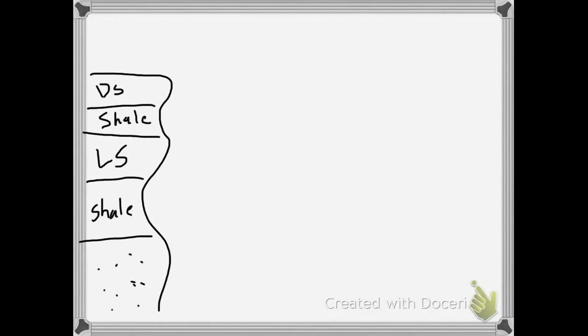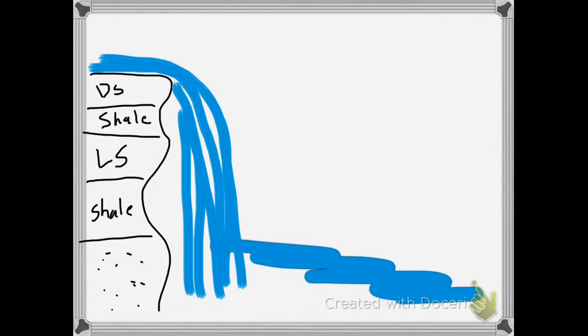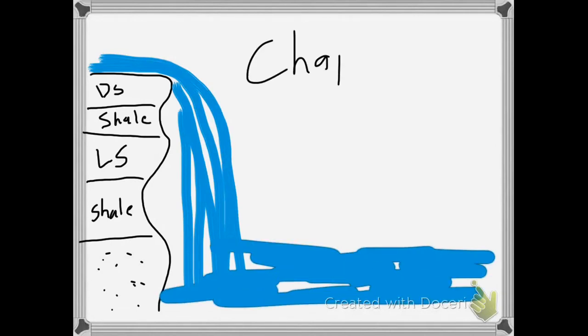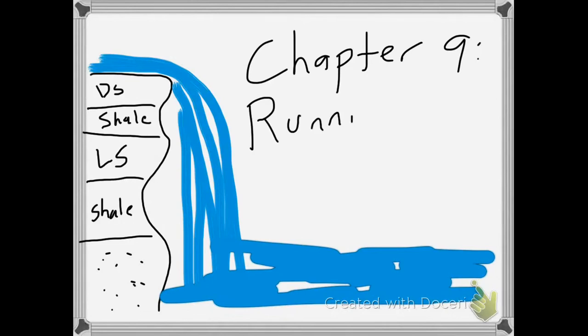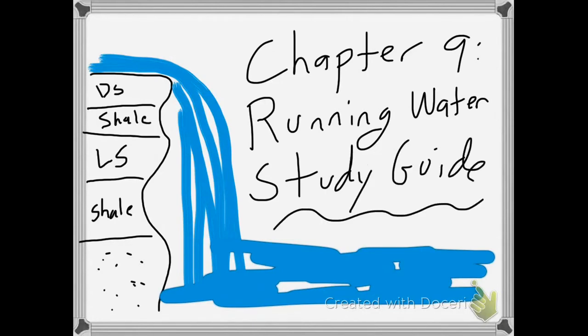This one will take a little while to draw because I'm making it really artistic. So this is Niagara Falls, or it's supposed to be, with some dolostone, shale, limestone, and shale layers underneath the falls. So Chapter 9, Running Water Study Guide. I have 20 questions for you and a bonus question at the end. So here we go. Question number 1.